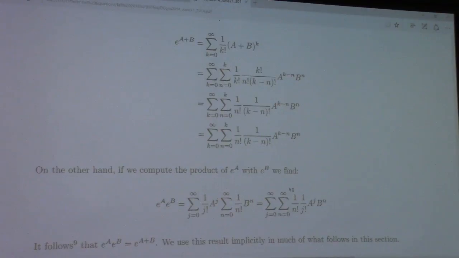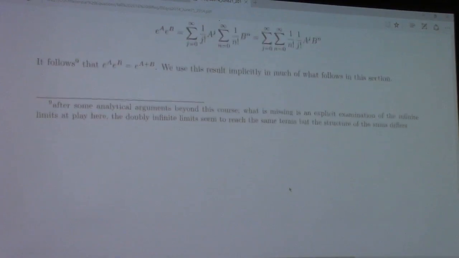And then once you know that, you can use that to rewrite e to the A plus B in this way, and then that gives you this formula, which then follows that e to the A times e to the B is e to the A plus B. But this assumes that A and B commute, but otherwise it's pretty straightforward. This is Math 200 stuff, so I wouldn't hold you guys to that, okay? It's for math majors, not for you guys so much.